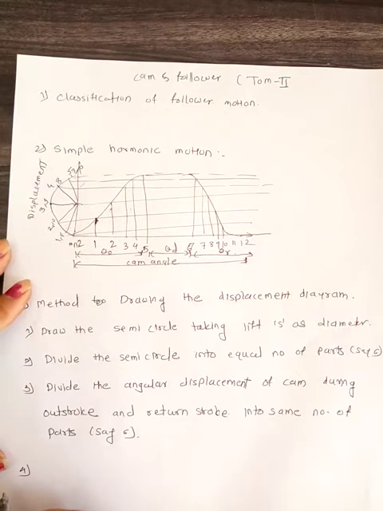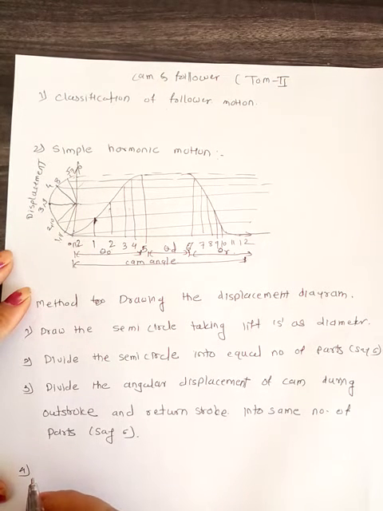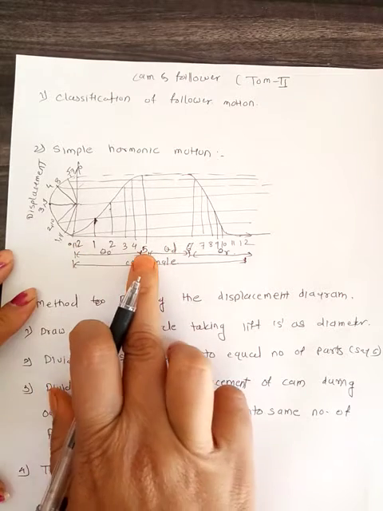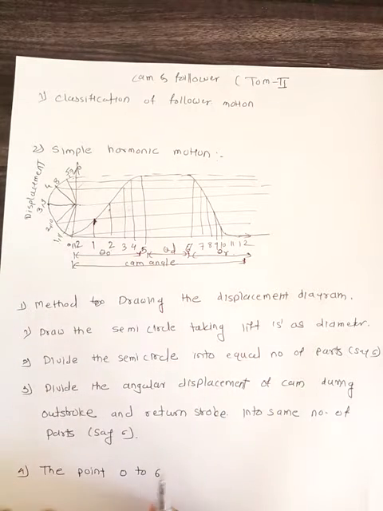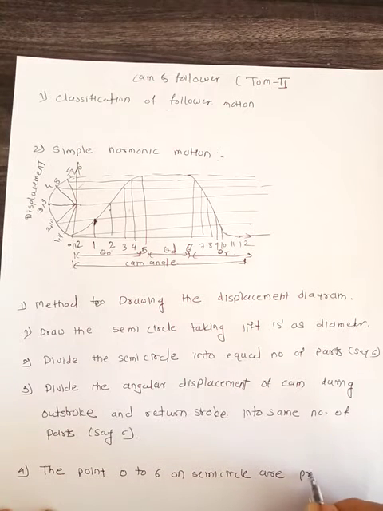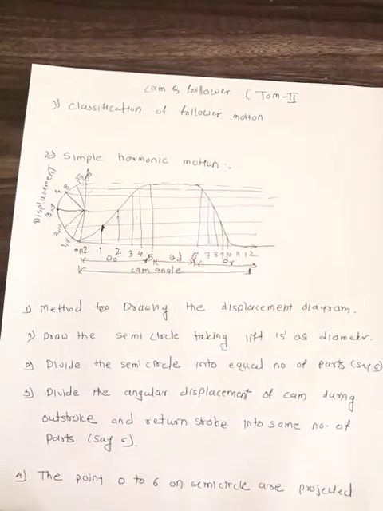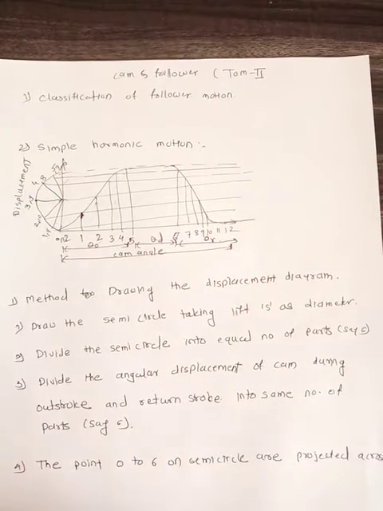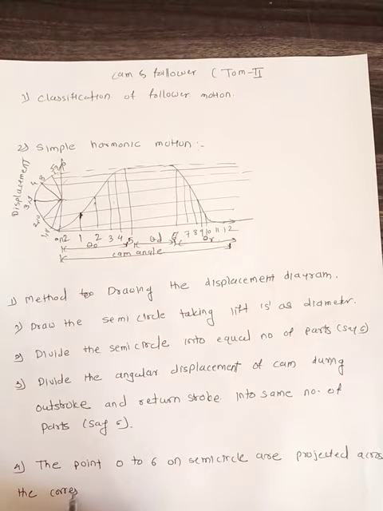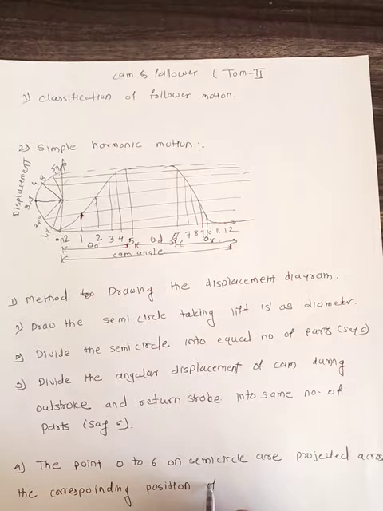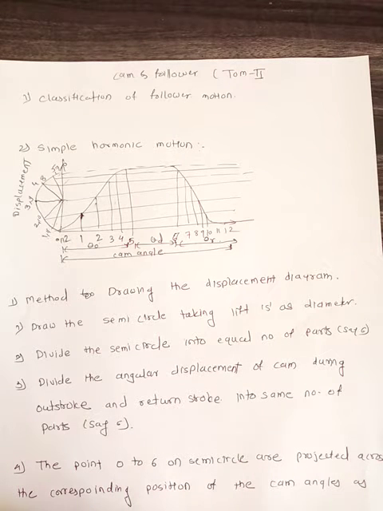Then the fourth step: the points 0 to 6 on the semicircle are projected across to the corresponding positions of the cam angles, as shown in the figure.